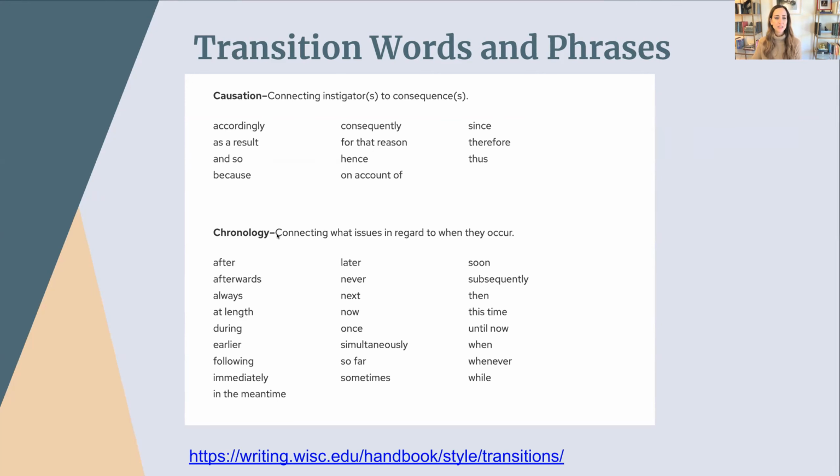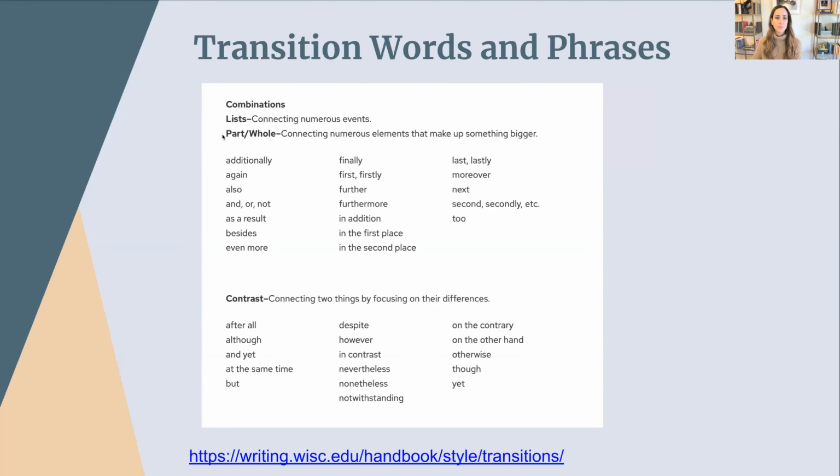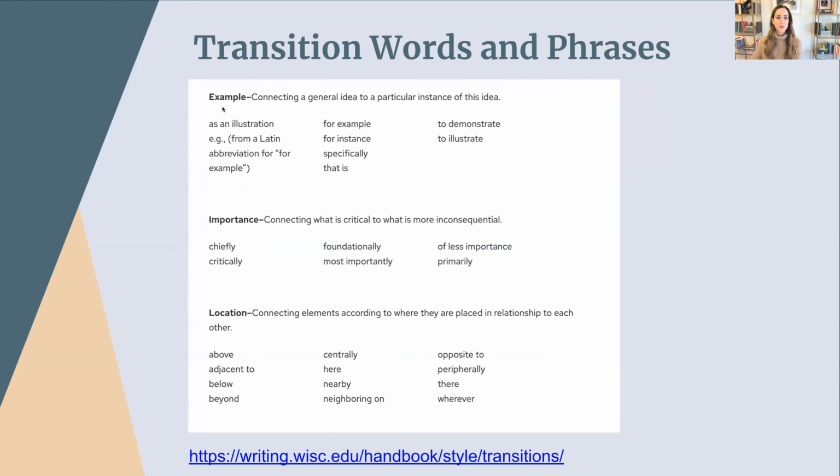Then there's chronology. This one tends to be a little more straightforward in terms of how you're connecting sources based on when they occurred. Then you have combinations and lists. You have contrasts, providing examples, highlighting the importance of something, of information, location, connecting elements.